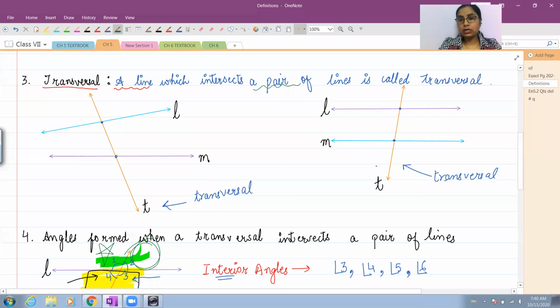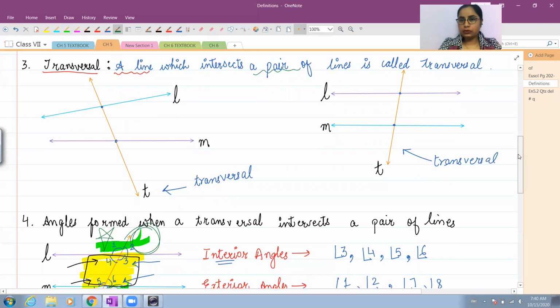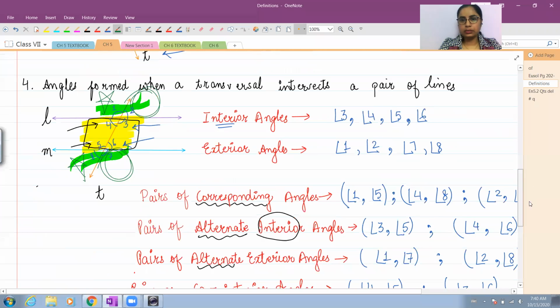In the other figure, line T, the one in orange, is intersecting lines L and M. The difference in these two figures is, in the first figure, L and M are not parallel. In the second figure, L and M are parallel. This is the only difference. I hope it's clear. If you still have a question, you can call me afterwards.